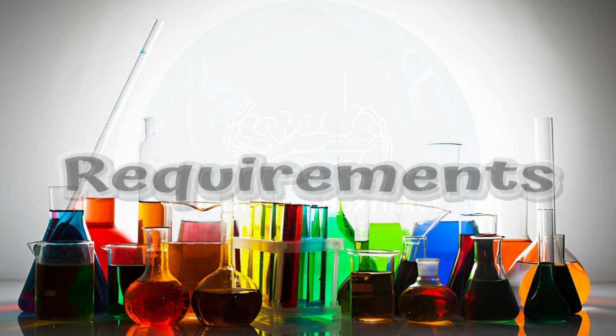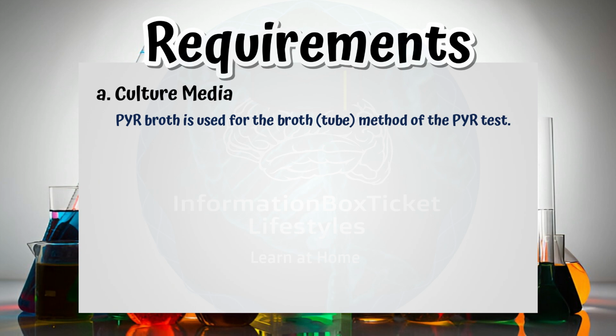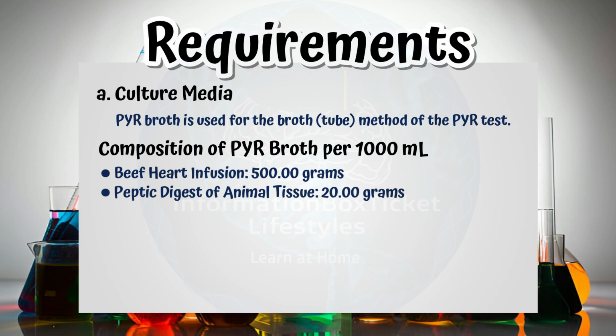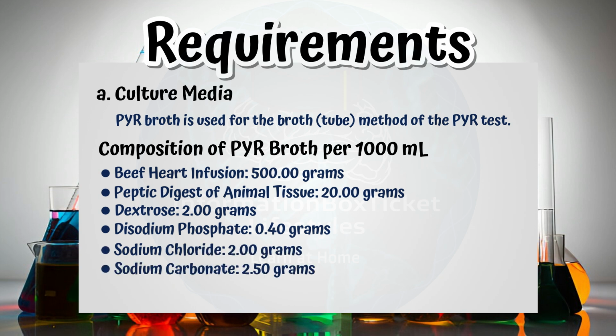Requirements for PYR test. A. Culture media. PYR broth is used for the broth, tube method of the PYR test. Composition of PYR broth per 1,000 ml. Beef heart infusion, 500.00 grams. Peptic digest of animal tissue, 20.00 grams. Dextrose, 2.00 grams. Disodium phosphate, 0.40 grams. Sodium chloride, 2.00 grams. Sodium carbonate, 2.50 grams.